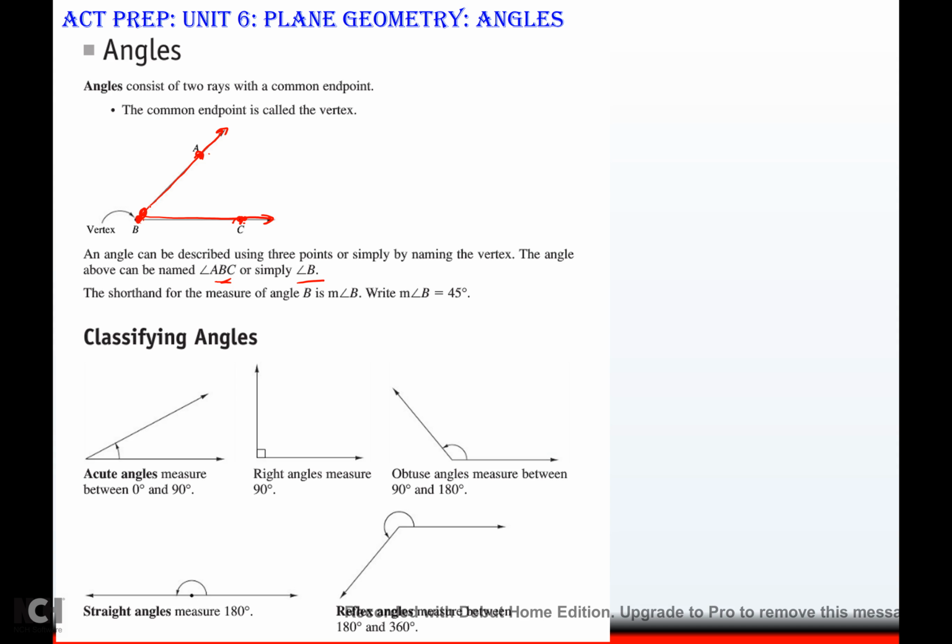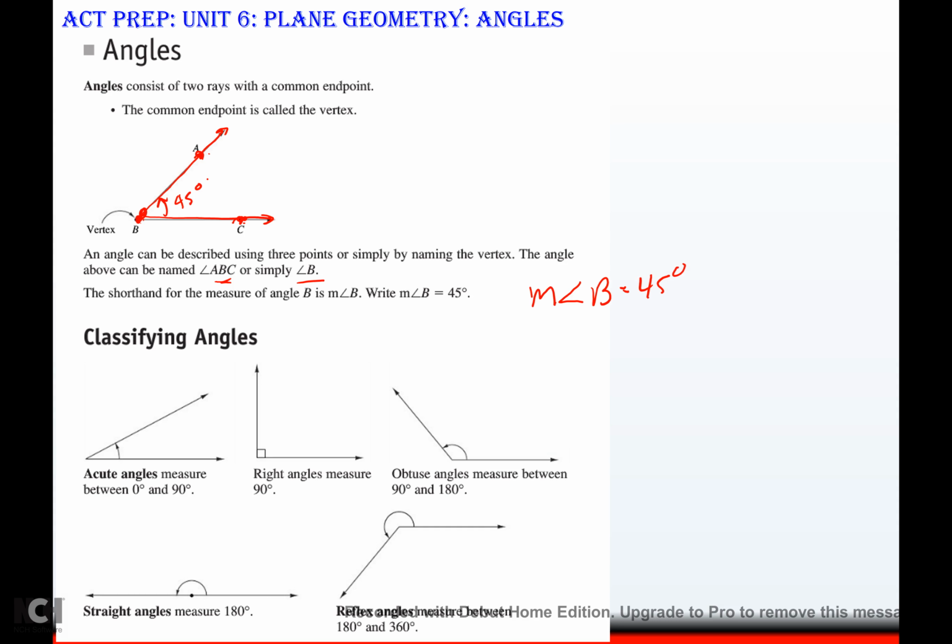The shorthand for the measure of angle B is they put the little m for measure. That says they're giving you the measure. This symbol represents an angle, and they're saying the measure of angle B is 45 degrees. So they're telling you this is 45 degrees.